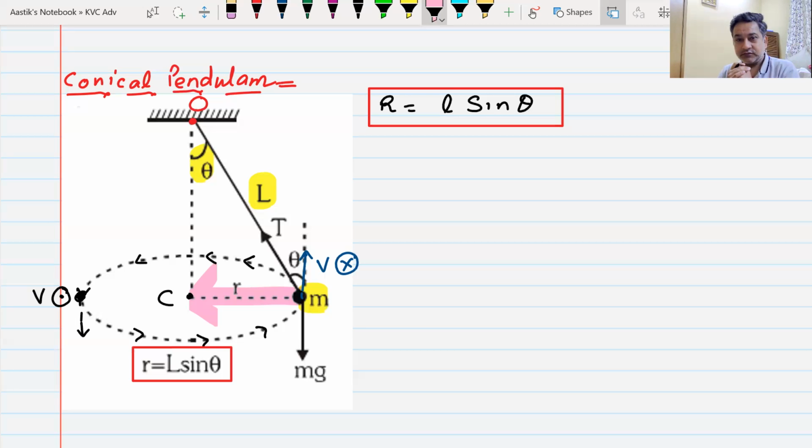Tension is force. Mass into acceleration is not force. Because you apply a force, you get an acceleration. That is why it is equal to mass into acceleration. It is not a force. You cannot call mv square by r as force. You cannot call m into a as force. You get acceleration by force divided by mass. That is how you must think. mv square by r or m omega square r, the centripetal force, is not a force. Whatever is the real force, it gives you the centripetal force.